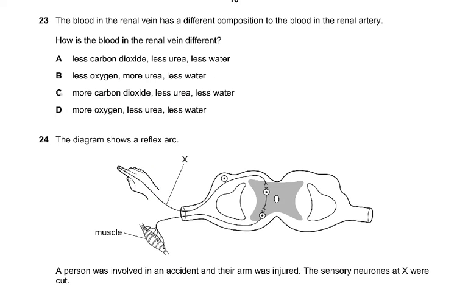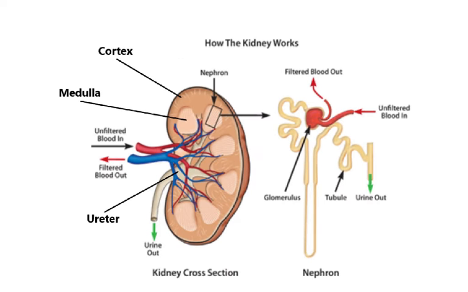Question 23. The blood in the renal vein has a different composition to the blood in the renal artery. How is the blood in the renal vein different? You see, what we have to understand is how the kidney functions. Just a brief revision of what is happening in the kidney. The kidney contains the nephrons, and the basic unit of the kidney is called the nephron. There are millions of nephrons in the kidney, and this is what they've shown you here, magnified.